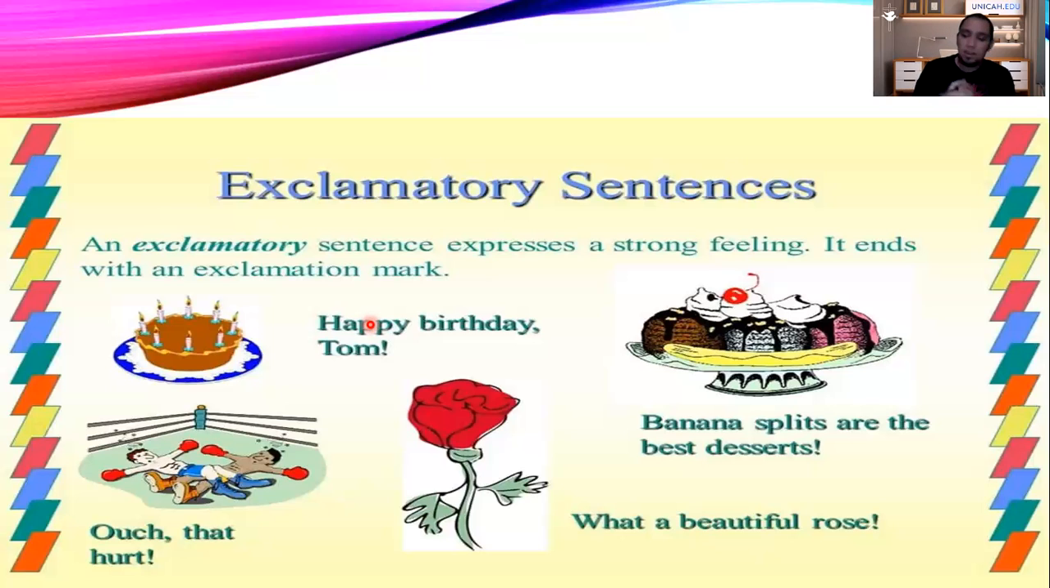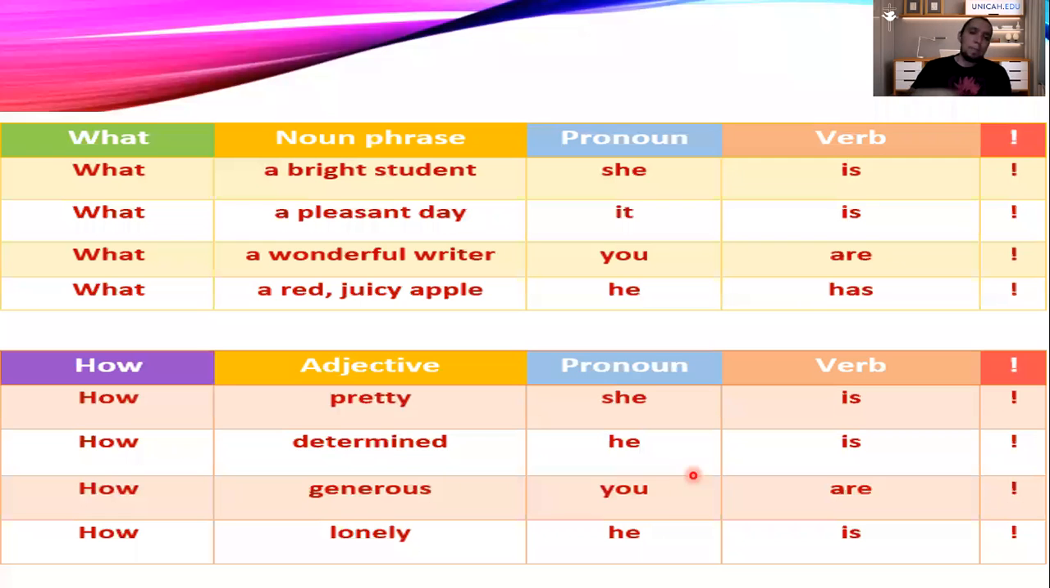Or in this case with the fighters, they have hurt each other. So, ouch, that hurt. You know, it's an expression for pain. Or when you express something that you really like. Banana splits are the best desserts, okay? Or when you admire something. What a beautiful rose. I'm going to pause with this example here with the rose because in the next slide, I'm going to show you how to make exclamatory sentences.